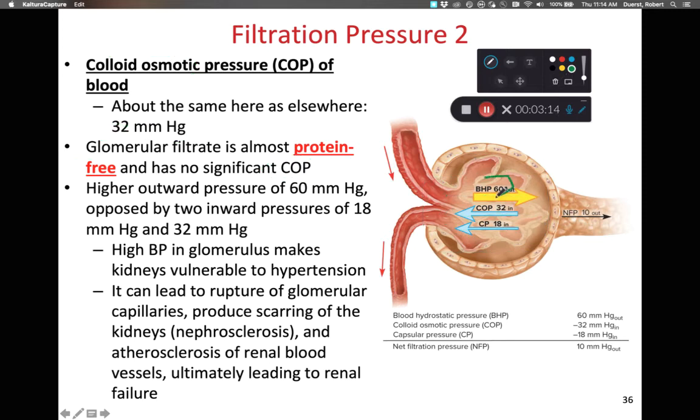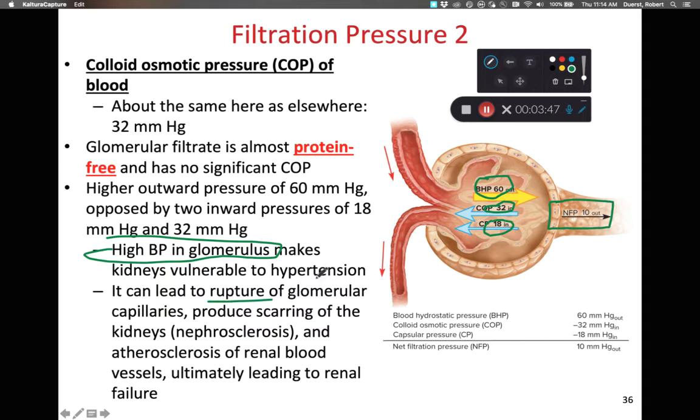So we have positive 60, minus 32, minus 18, giving us a net filtration pressure of approximately 10 millimeters of mercury out of the glomerulus into the renal tubules. So this is what causes the net movement of filtrate from the glomerulus, from the renal corpuscle into the renal tubules. If our blood pressure is too high in the glomerular capillaries, that could cause the glomerular capillaries to rupture.